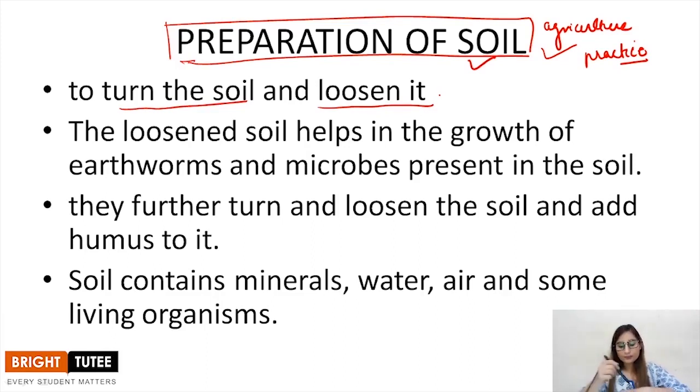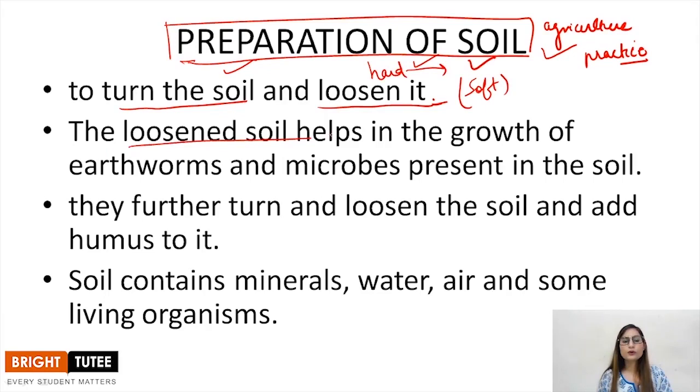For example, this is soil, and you turn the upper surface and bring the inner surface on the above side. That is known as turning the soil, and loosen it. Basically, a field that has been kept for a longer time, the soil tightens, right? It is tightened, so we have to loosen it so that the amount of air present in the soil is increased. So we have to turn the soil and loosen it to make it soft. Basically, the hard soil is converted to the soft soil, right?